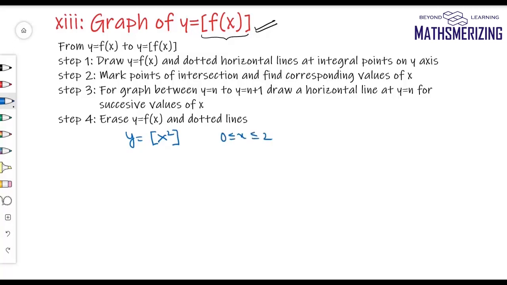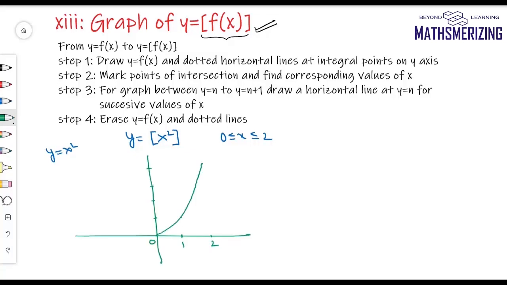Now what are the steps involved for this graph? My basic graph is y equals x square. So I'll draw the graph of y equals x square. So that's the graph of y equals x square between 0 to 2. So the first step is draw y equals f(x) and draw dotted horizontal lines at integral points on the y-axis. So on the y-axis the integral points are 4, 3, 2 and 1. Now the second step is to mark points of intersection and find the corresponding values of x. So I'll mark points of intersection. I'll find the corresponding values of x.